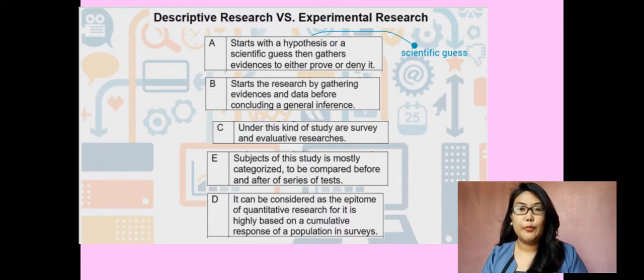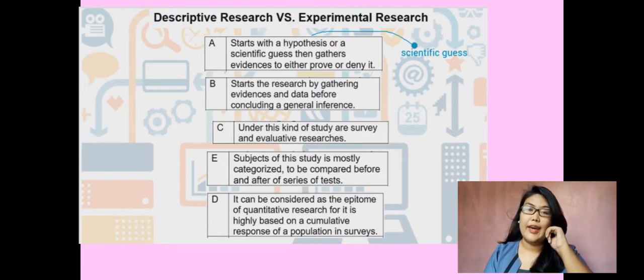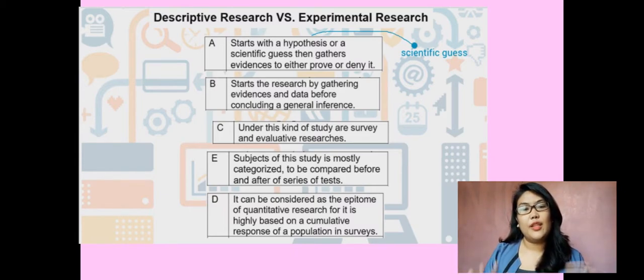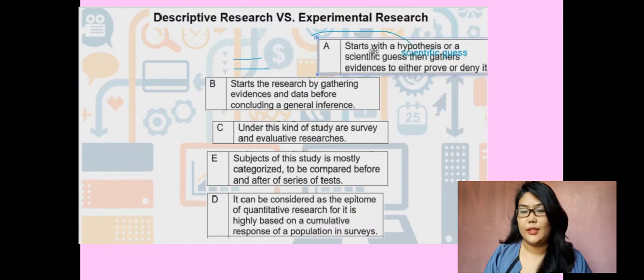And how could you prove or deny it? By experimenting, by a scientific process. Alright, so where could this statement be? You could easily get the word from scientific evidences here. So where? Of course, it will be experimental.